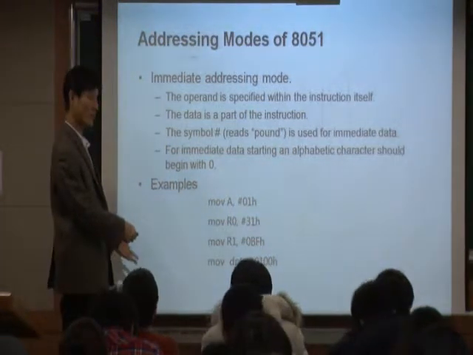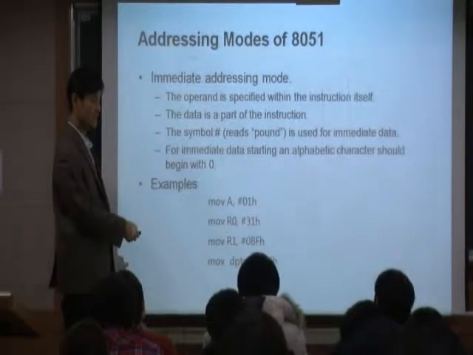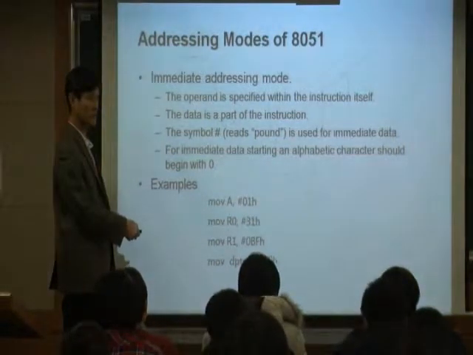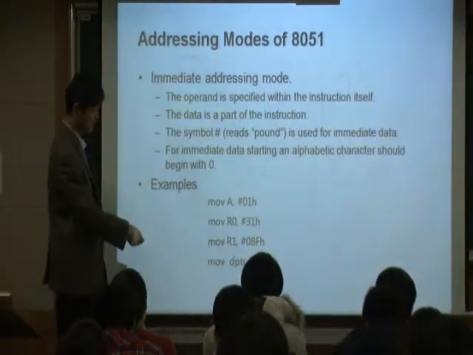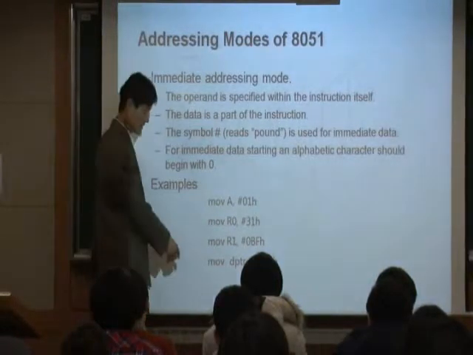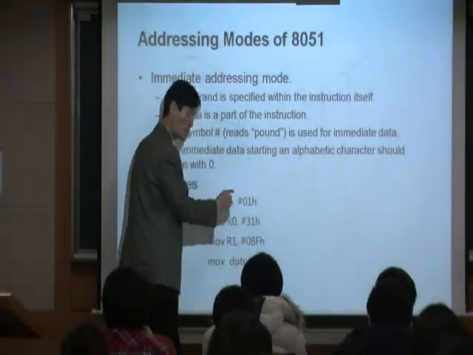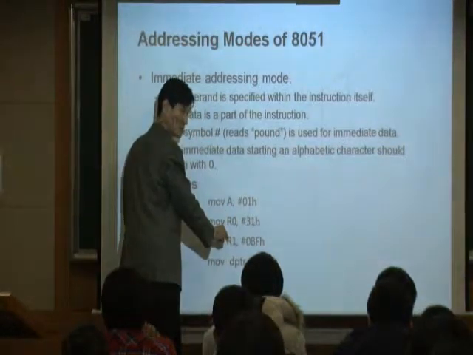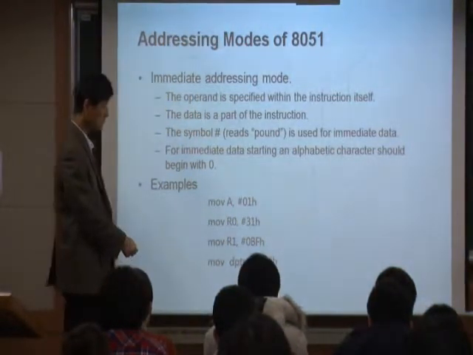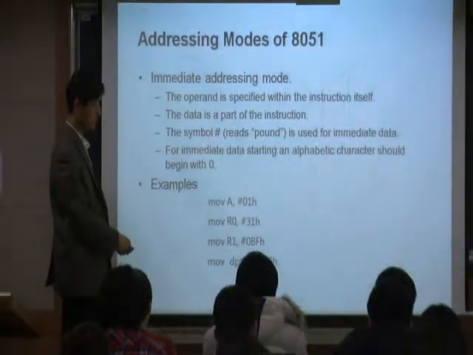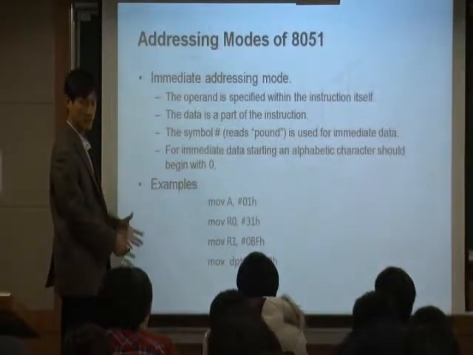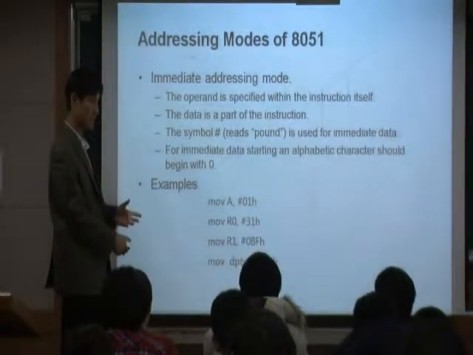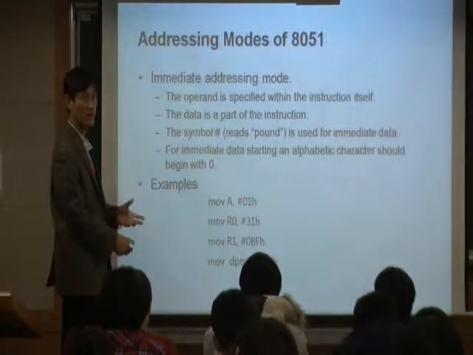Look at the second one, same way. You copy 31H into R0. That's again immediate addressing. I want to put this value into R0. In the same way here, I want to copy the value BF into R1. Okay? That's what I want. Same way, in the last example, I want to copy the value 100H into the data pointer. But you know the data pointer is a 16-bit register, so therefore I use a 16-bit value.